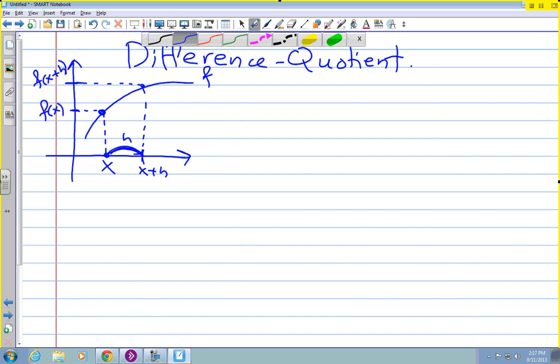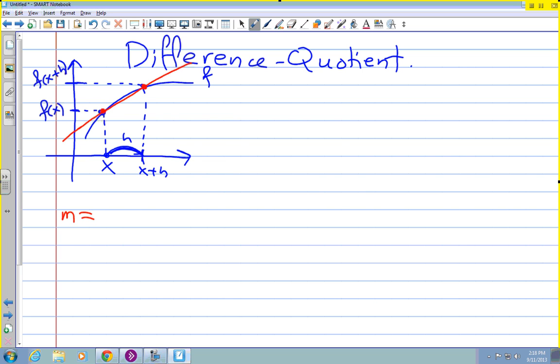Now, for whatever reasons that I'm probably not going to tell you about yet, I'm going to connect these 2 points with a line. Can I do that? Sure. So we know 2 points on that line: x, f of x, and x plus h, f of x plus h. Can we find the slope of that line? Can we express the slope in terms of change in y over change in x?